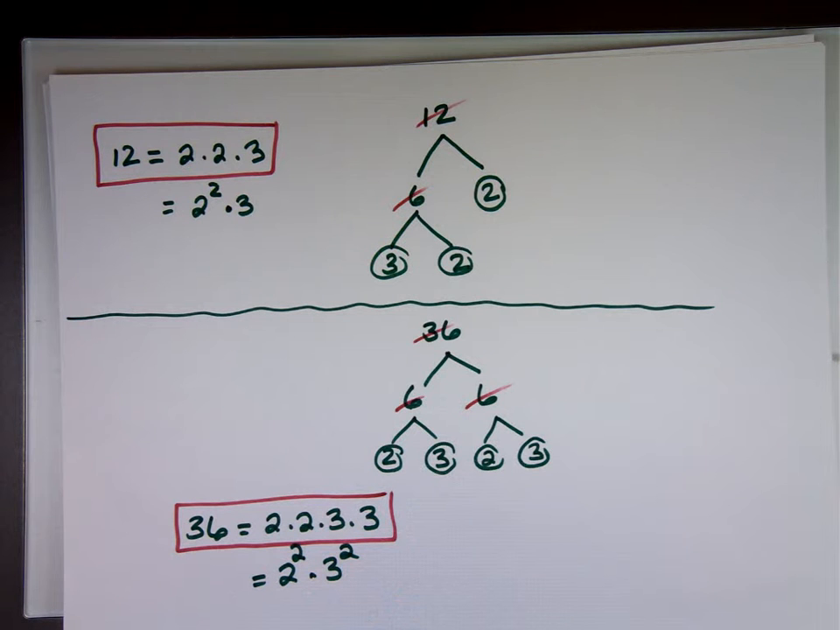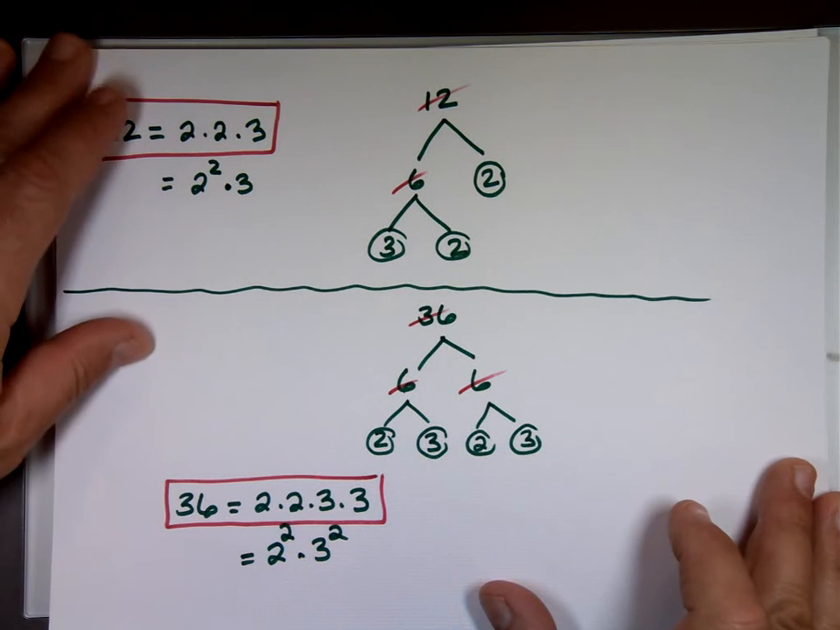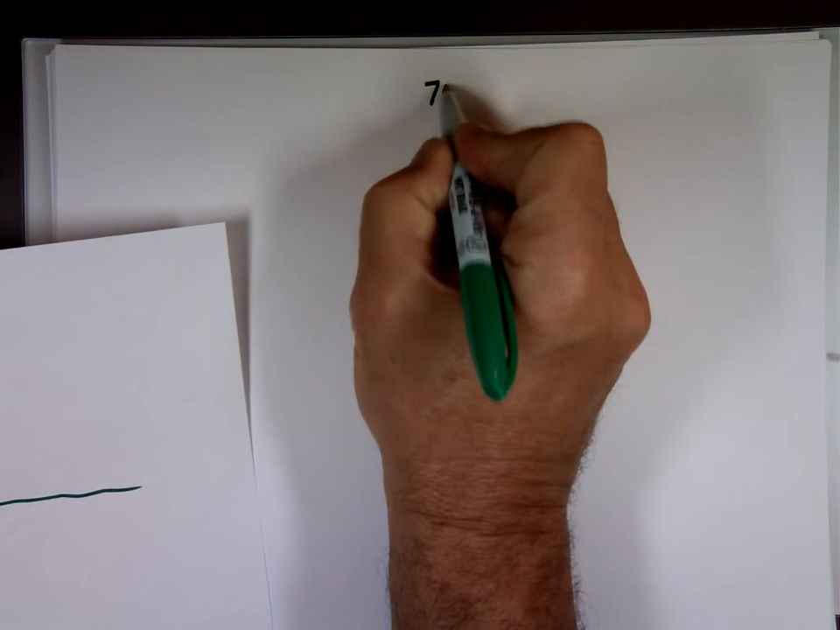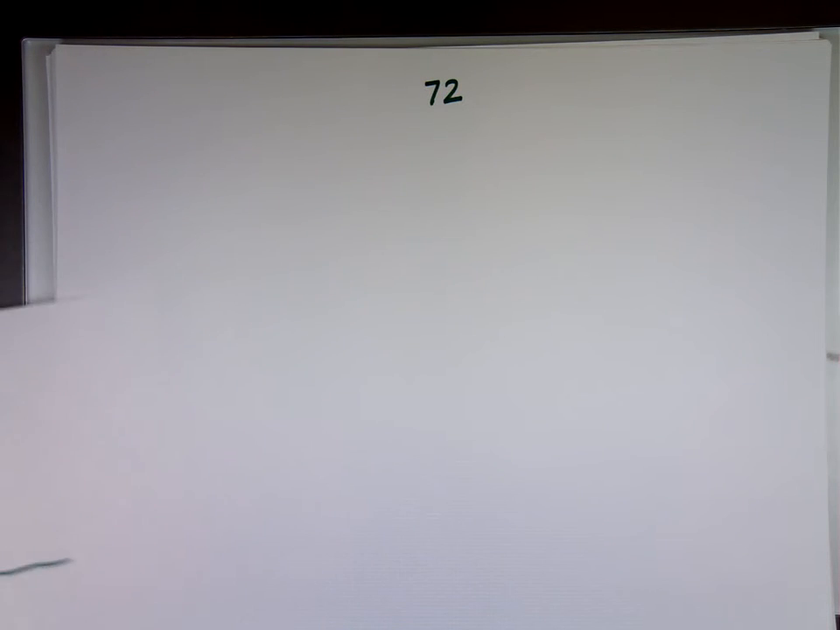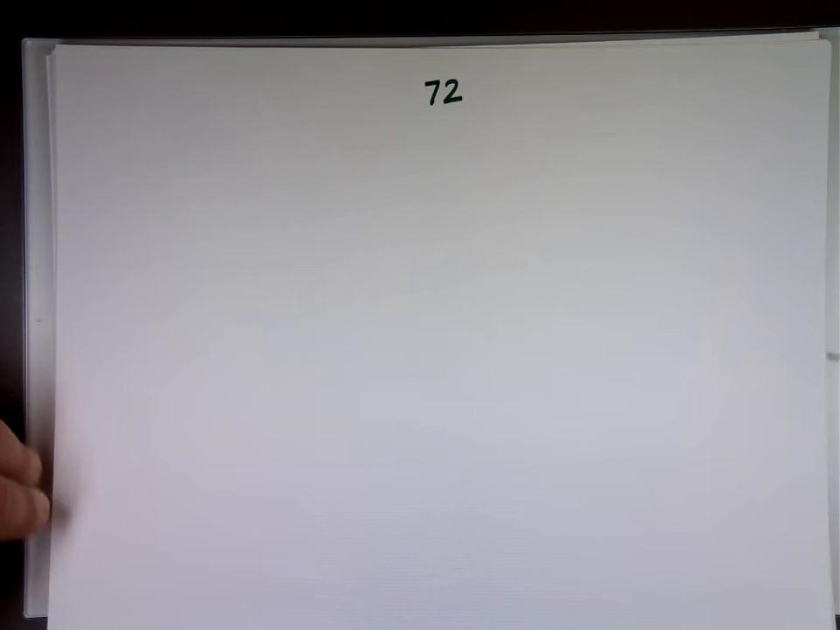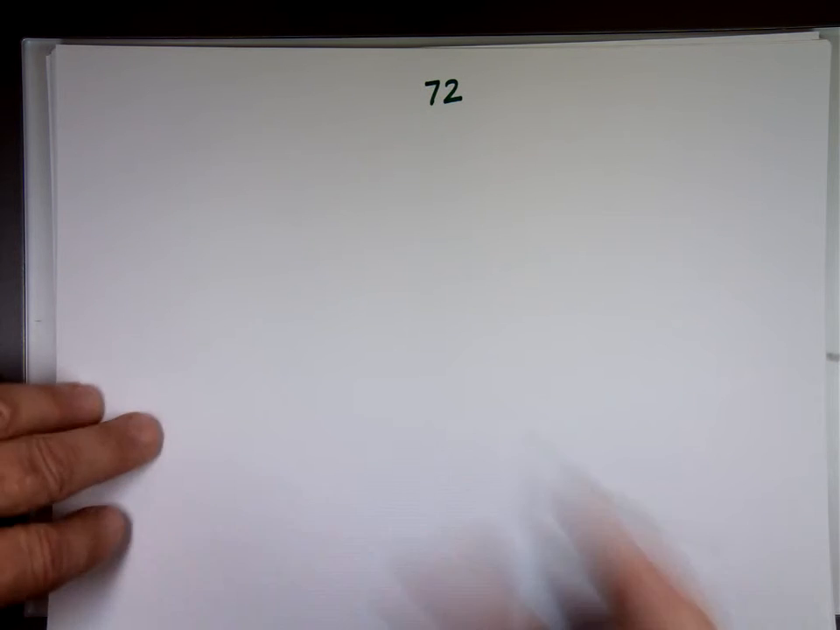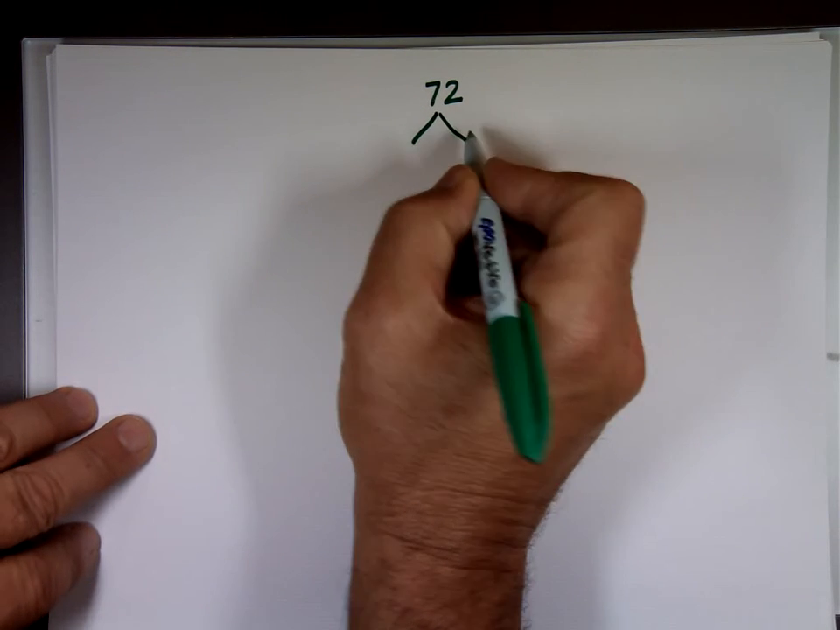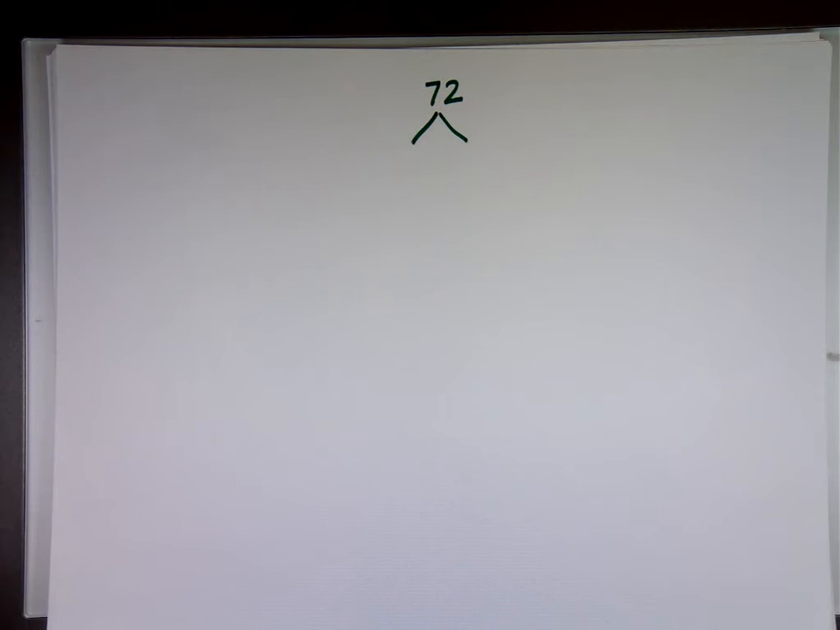Okay, let's have you try one. Ready? You give it a try. I'll give you a couple of minutes to think about it. 72. Think of any two numbers. If you multiply them, the answer is 72, and start breaking them down using prime numbers after that.